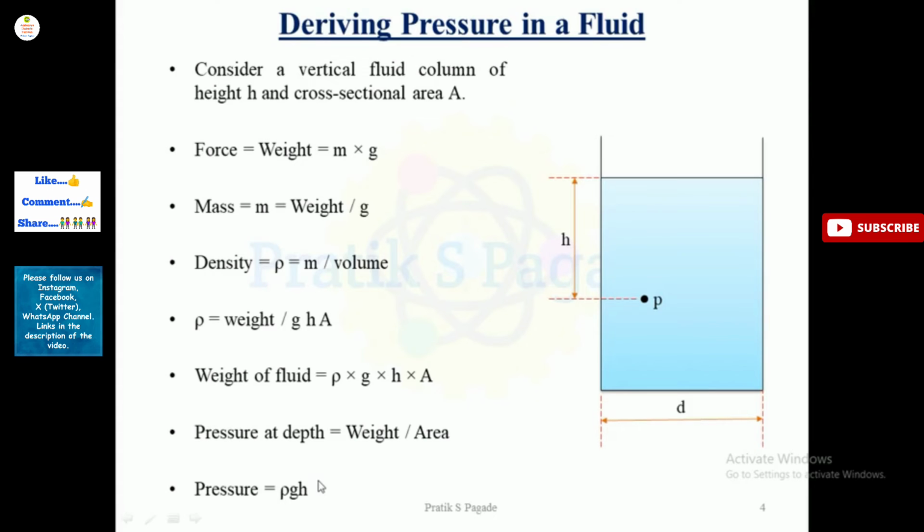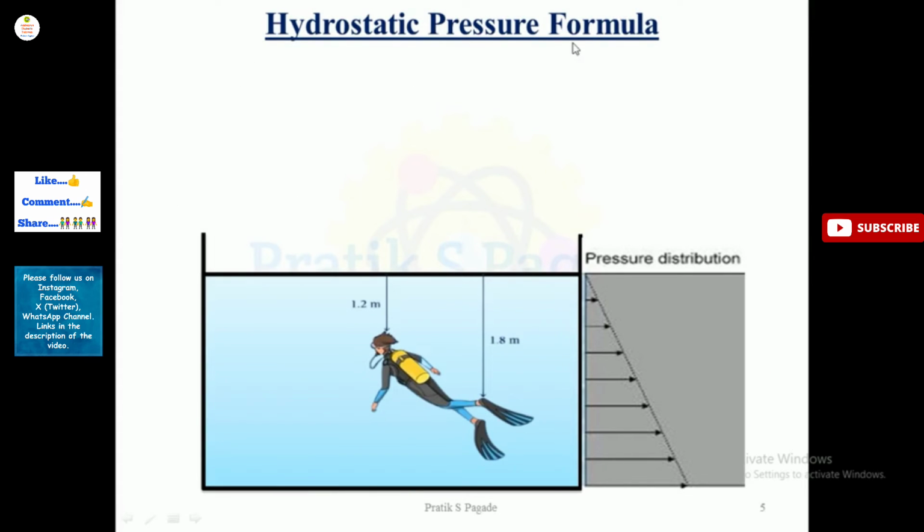So further see here, the hydrostatic pressure formula, as we have derived earlier, is pressure is equal to rho GH. Now suppose a water body, inside that a person is diving, as you can see here, and their head is at 2.1 meter and their leg is at 1.2 meters. As we go deeper, as you can see here in the pressure distribution, pressure is increasing.